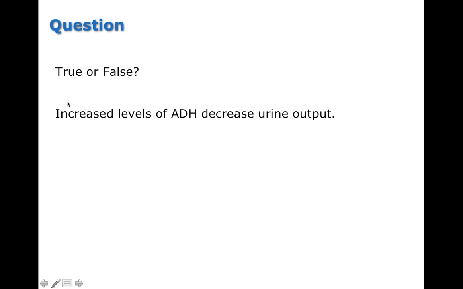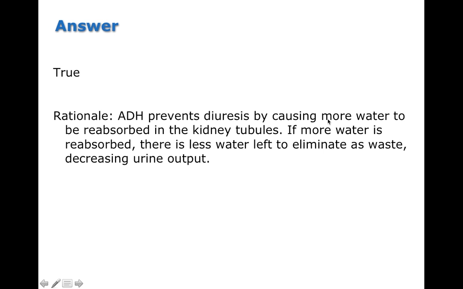So this question here says true or false. Increased levels of ADH decrease urine output. And the answer to that is true, absolutely, right? If ADH prevents diuresis, it's in the name, antidiuretic hormone, and you increase levels of ADH, then you're going to decrease urine output because you're reabsorbing that water and you have a smaller volume of urine being formed.